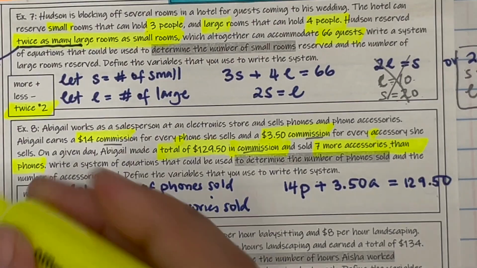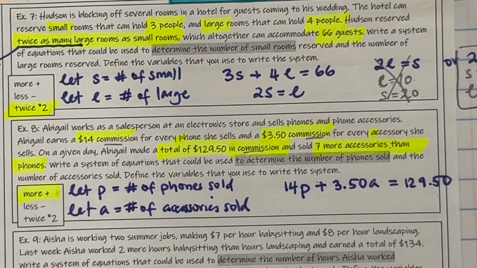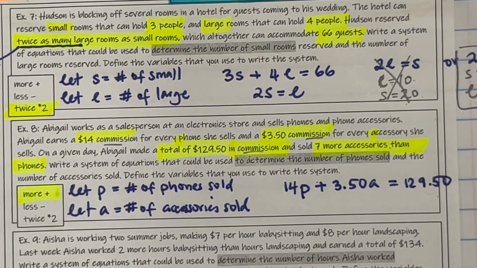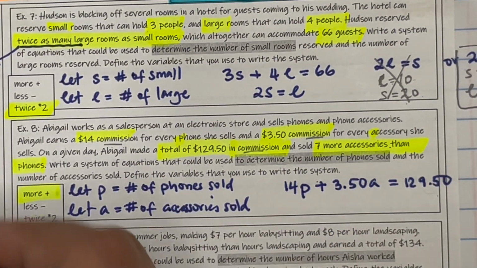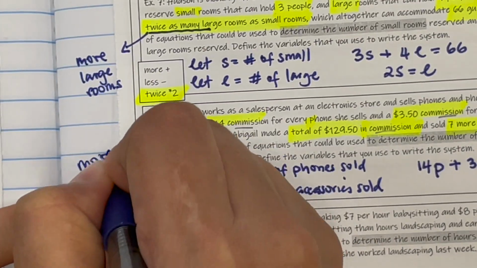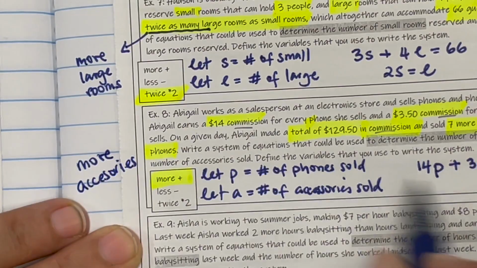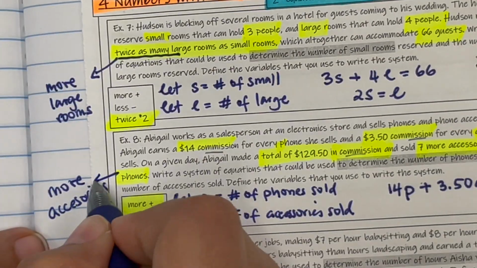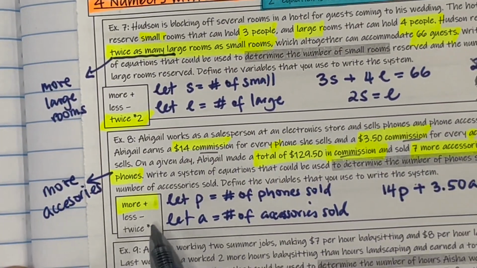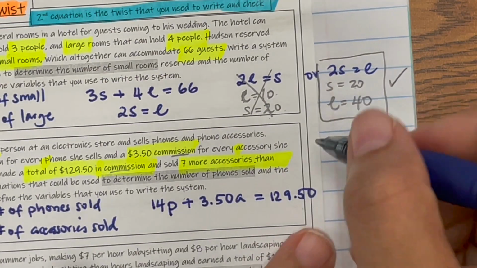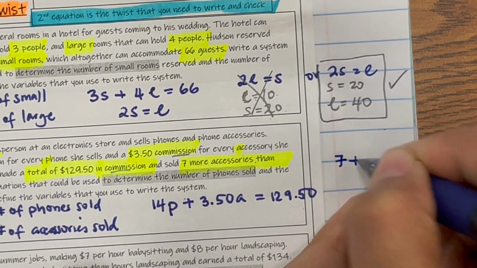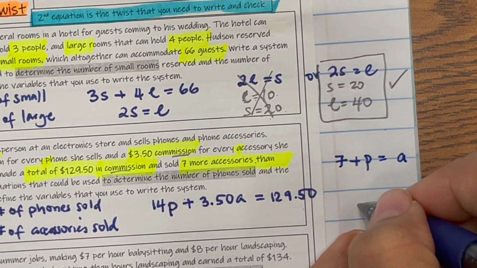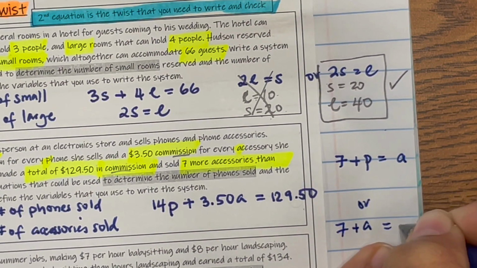So 14P plus 3.50A equals 129.50. Again, for that second one, you're going to write out 2 equations and then see which one is true. But before you do, you need to know which one is more. So 7 more accessories. At the end of the day, I'm expecting more accessories, so whichever equation gives more accessories. Let's write down the 2 options I may think it is. 7 more means add, right? So it's going to be either 7 plus P equals A or 7 plus A equals P.